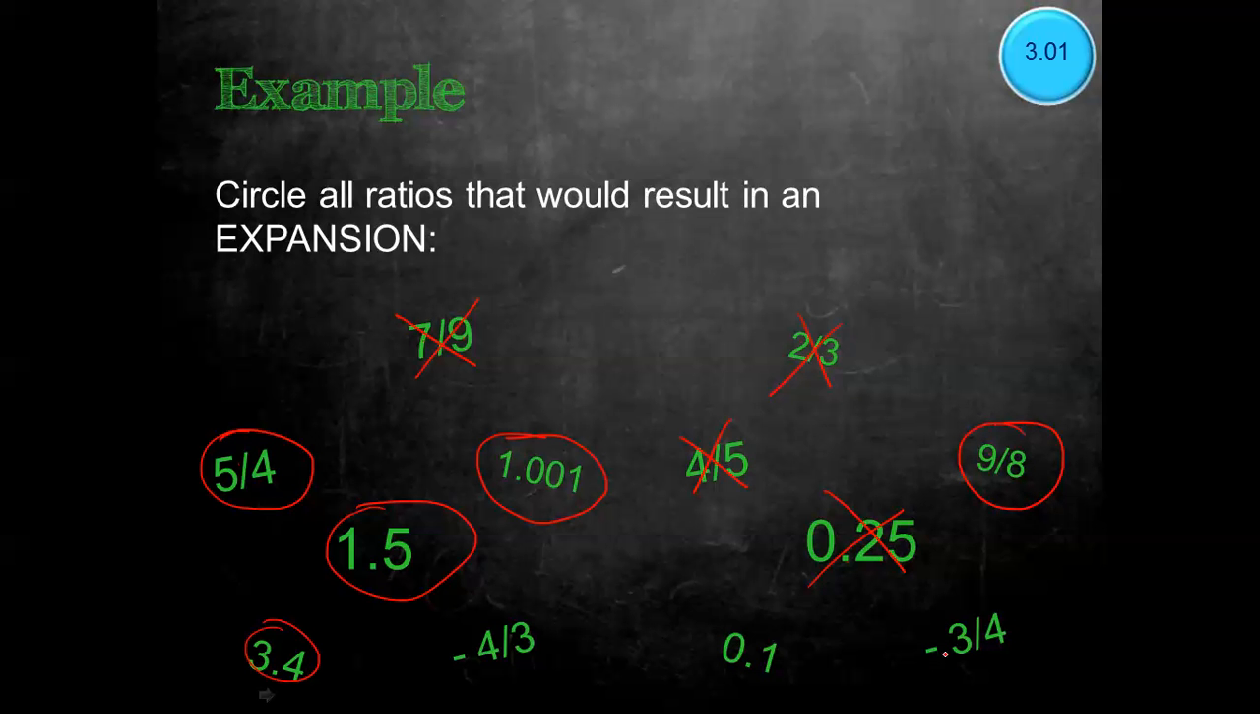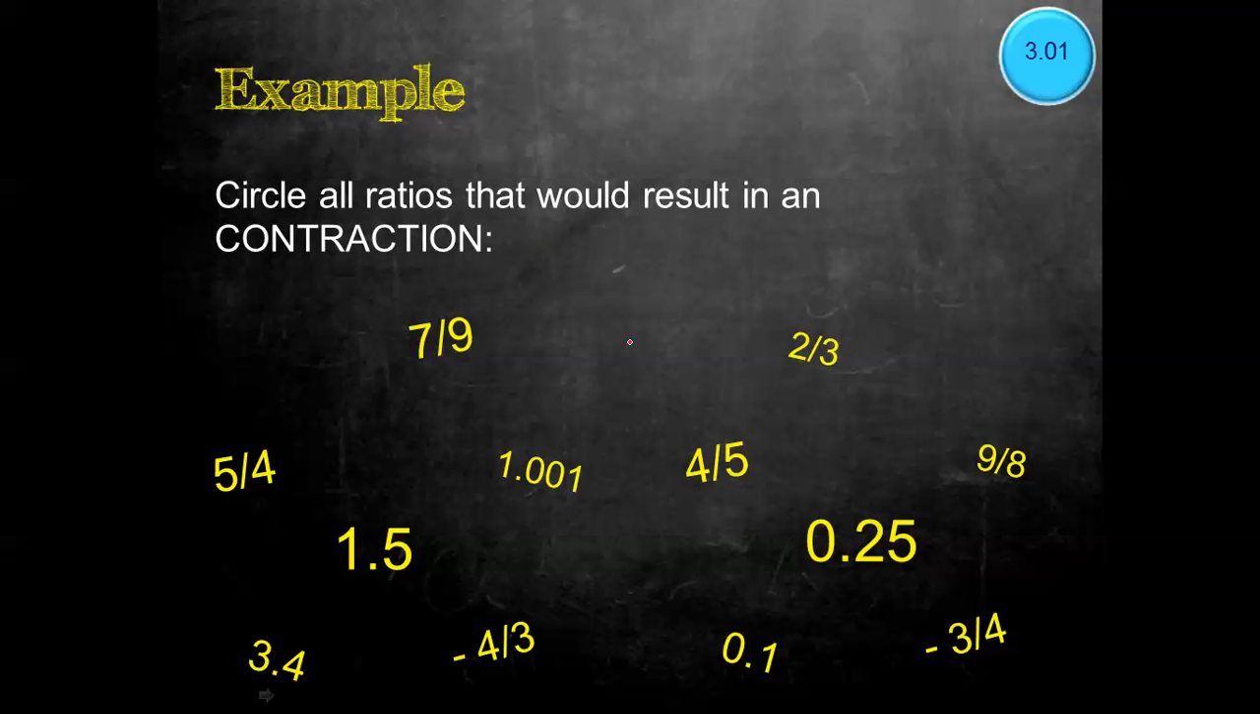Negative 3/4. Now we want to look at it in the positive sense, okay? So if we were to take this and make it a positive 3/4, it's still less than 1, so we wouldn't include that. 0.1, that's less than 1, so that would not be a larger one. And then negative 4/3. If we were to make this positive, that would be a positive 4/3, which is greater than 1, so that actually would be included.